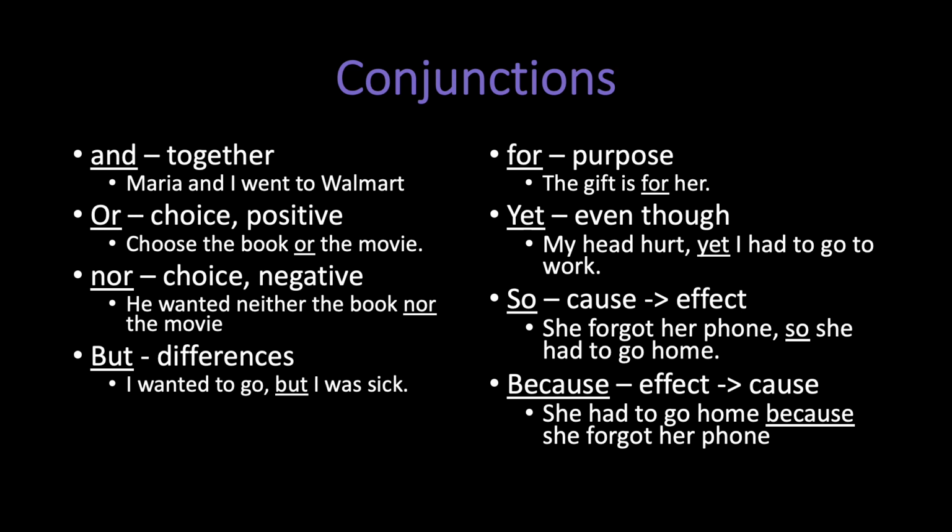Nor is similar. See how it just has the N in front of the word or? He wanted neither the book nor the movie. So those are two choices, but he doesn't want either one of them. That's a little tricky to use. I'm going to practice that some this year. And then but shows two different things. So I wanted to go, but I was sick. So there's a reason and then something with the reason why you can't do it.